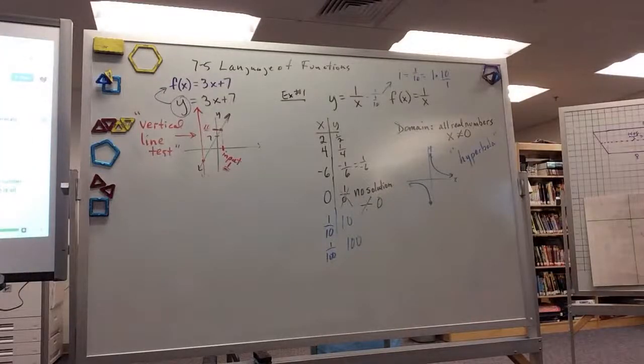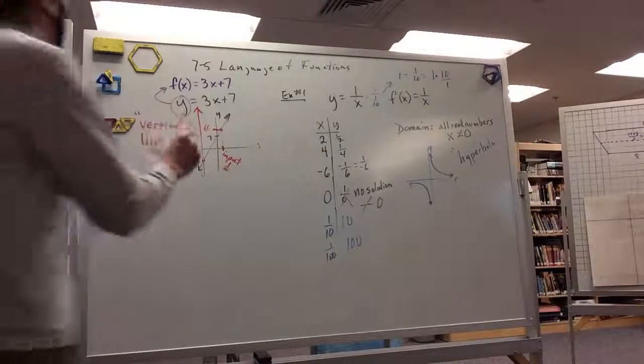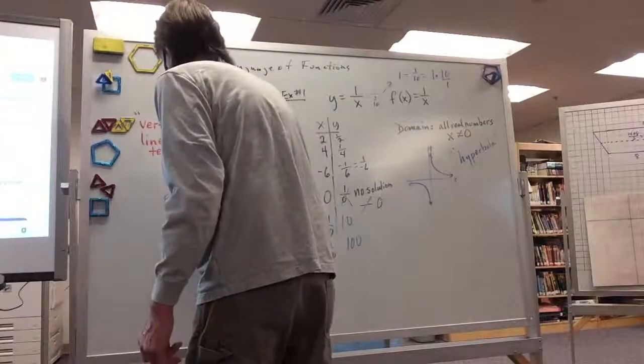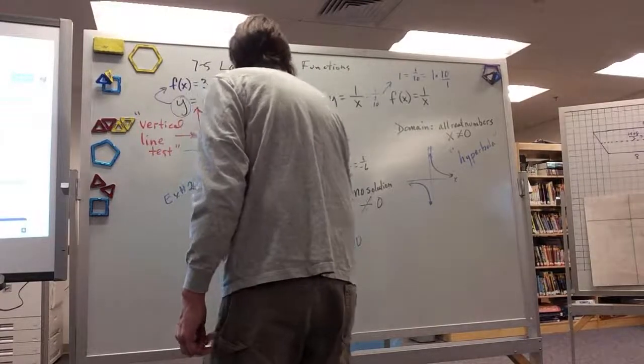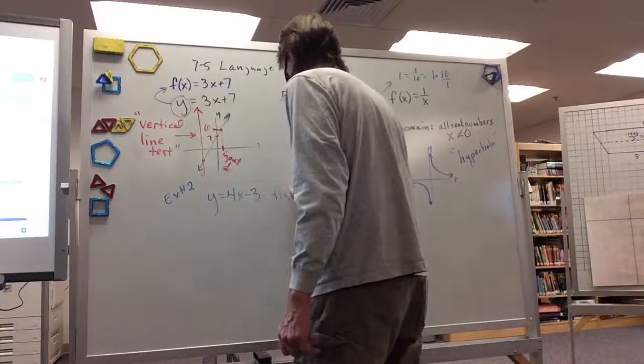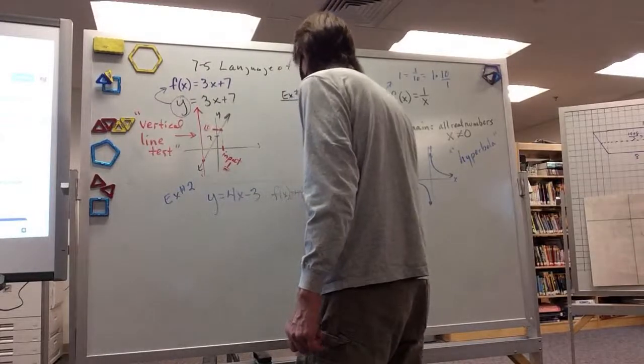Okay, so let me think what I got here. Oh, I just have these 3, sweet. So what are the domain and range of the function described by the equation? So see, they're not even saying f of x yet, but they're saying it is a function. Y equals 4x minus 3. We can also write it as f of x is equal to 4x minus 3.